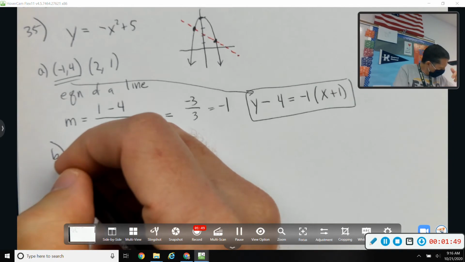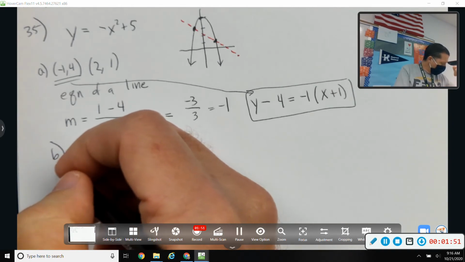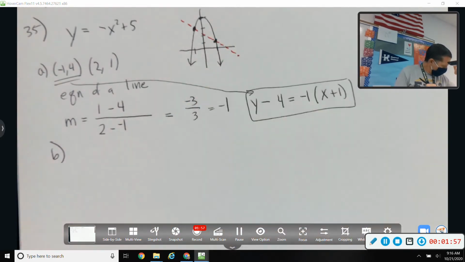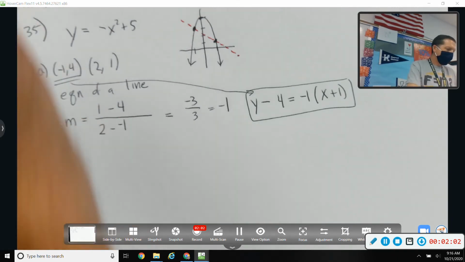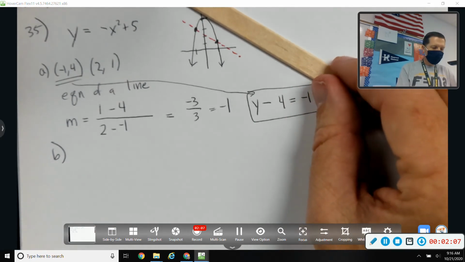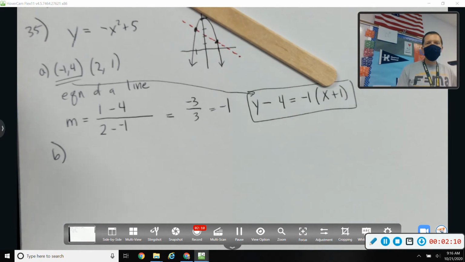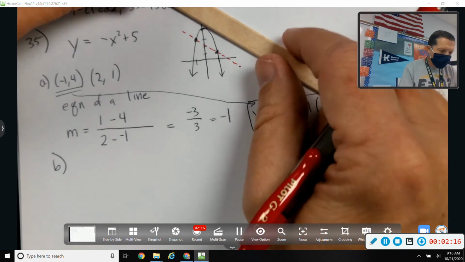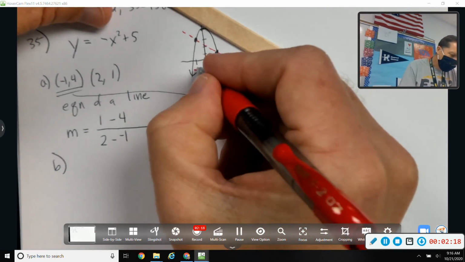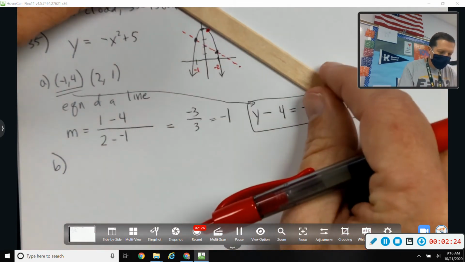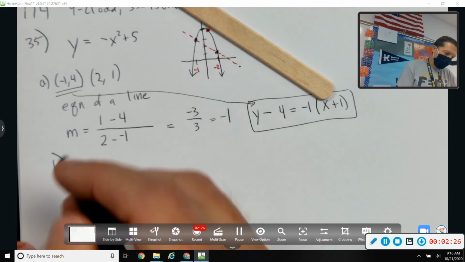Part B. Use the mean value theorem to determine a point C in the interval from negative 1 to 2 such that the tangent line at C is parallel to the secant line. So that's lots of words, but they want me to find where my calculus slope equals my algebra slope. Because MVT says it will happen somewhere in between there, in between negative 1 and 2. It looks like it happens right about there, but let's do some calculus to figure that out.